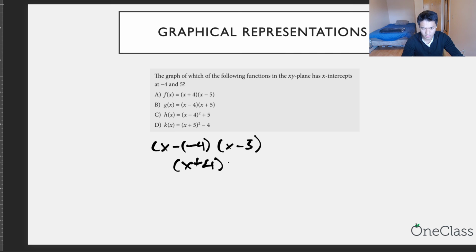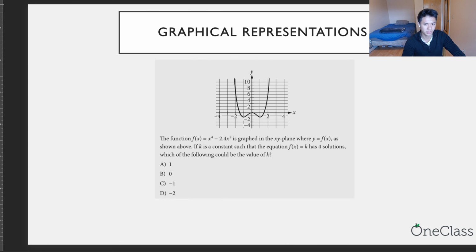x plus 4 times x minus 5. That's going to be the equation of the function which has x-intercepts at -4 and 5. And so that's going to be answer choice A, right? Hopefully that makes sense, that you see this relationship between the x-intercepts and the zeros, and that's going to be a pretty straightforward question if you know that relationship.